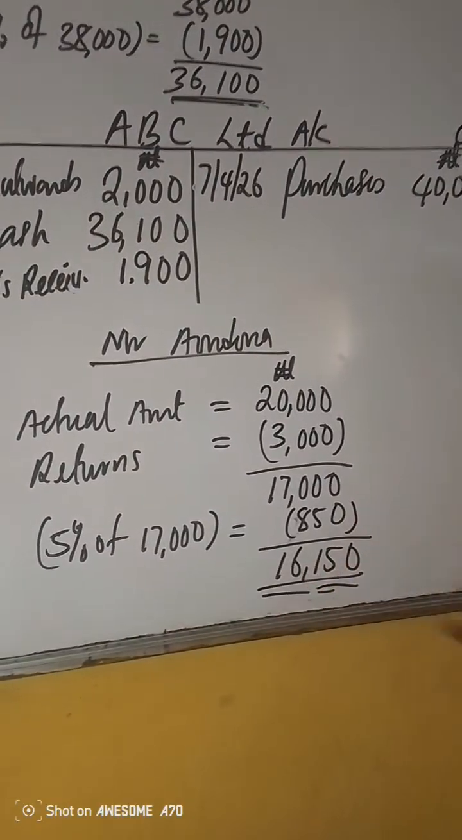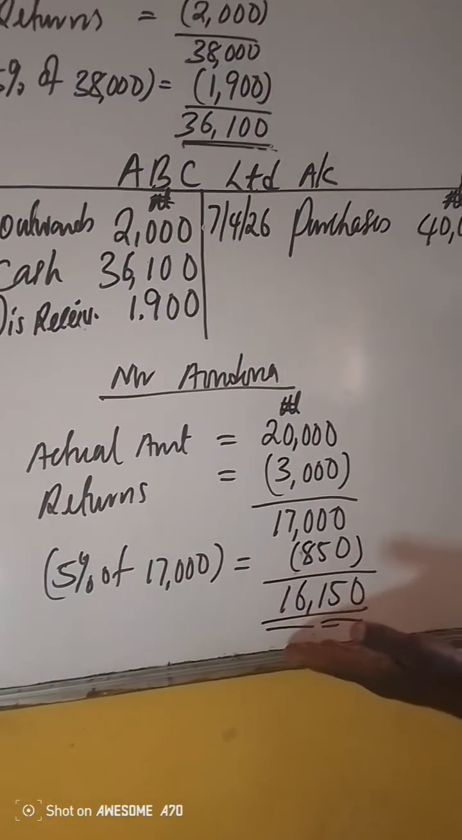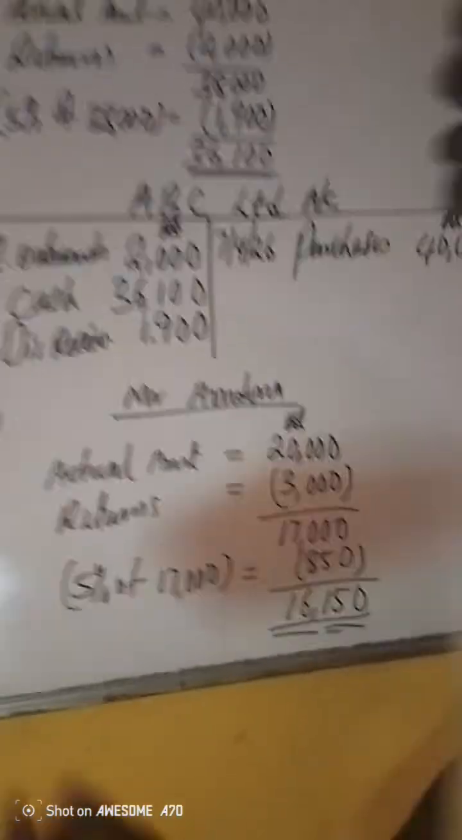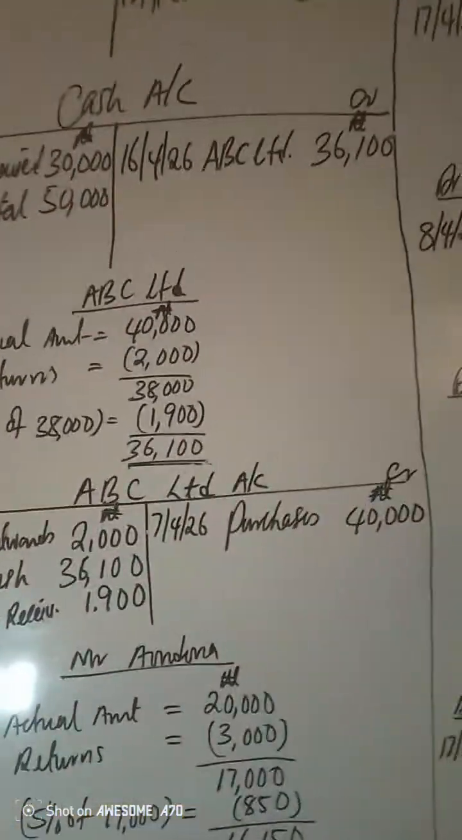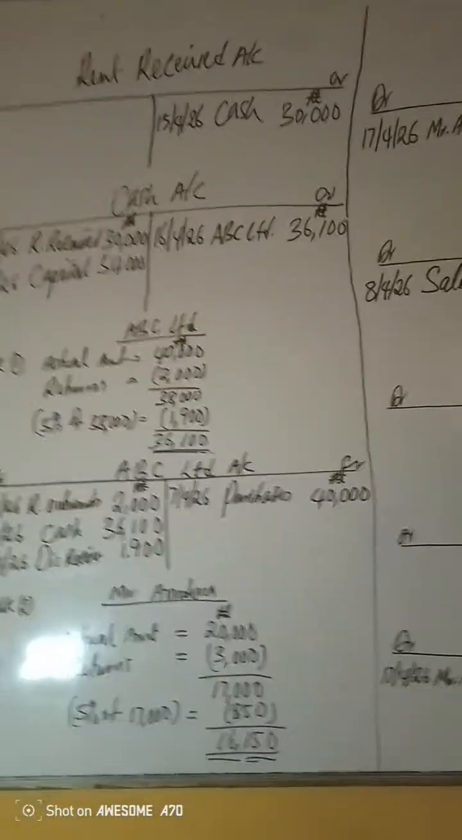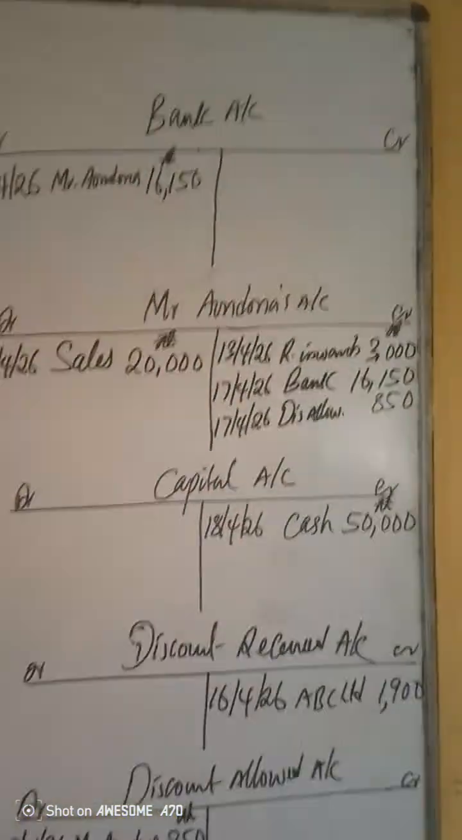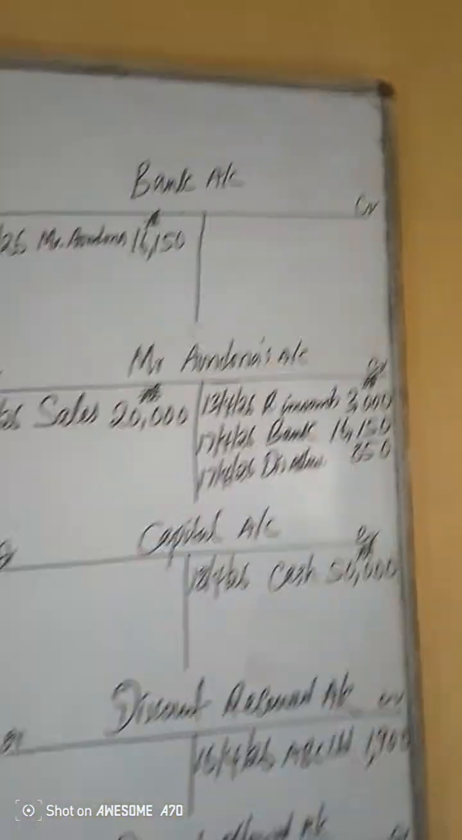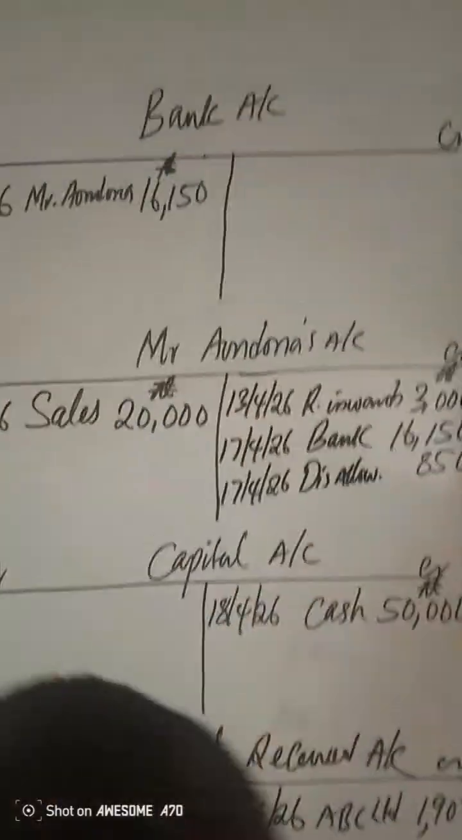which becomes what the business is receiving from Mr. Ondana. Let's come and see how we make the posting. Always start with the giver account. And the giver account here is Mr. Ondana. Let's go to Mr. Ondana account.